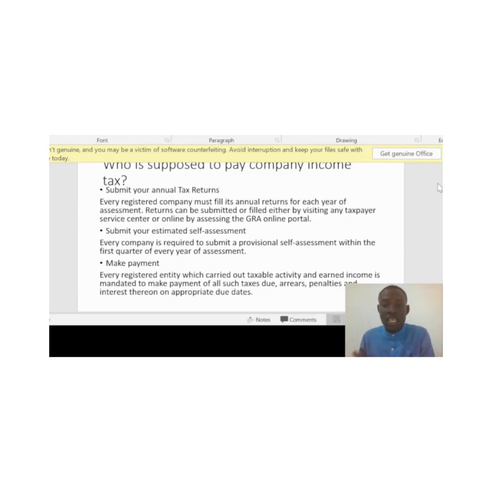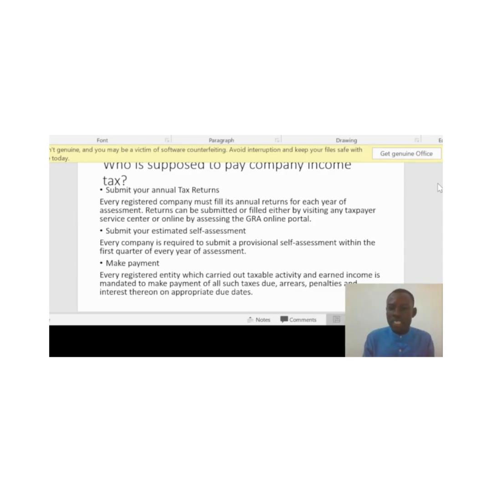That is the estimated income statement, and you present it to the GRA and pay tax on the amount of money that you are expecting to make in that current year. After that, you need to make payments. After you file returns you need to make payment. Making payments here simply means that if you file returns late, there are penalties, and interest on it.